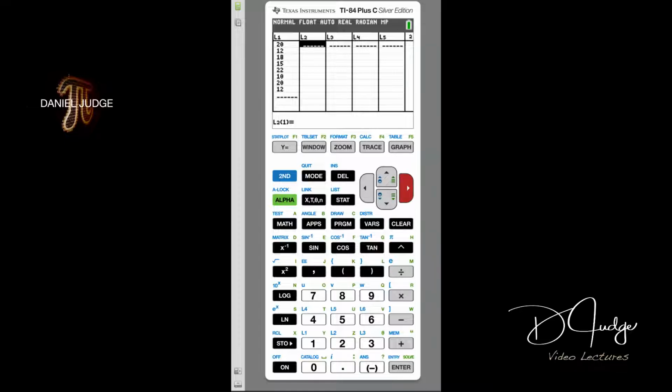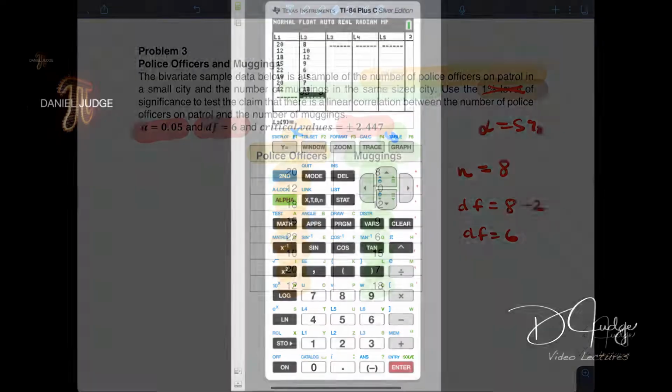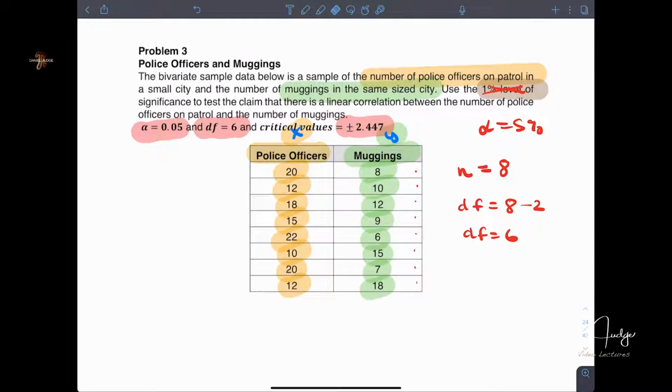Now the second list, we're going to have 8, 10, 12, 8, 10, 12, 9, 6, 15, 7, and 18. Okay, so this is our bivariate data. We entered the data that was in these tables here.